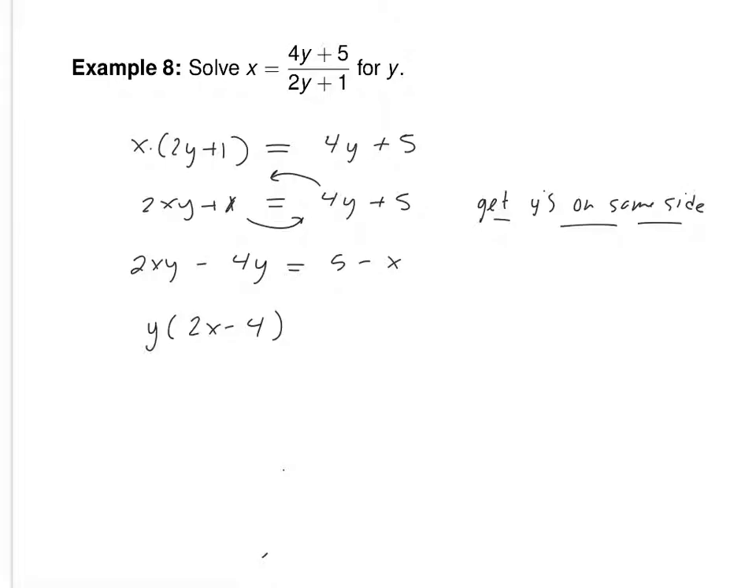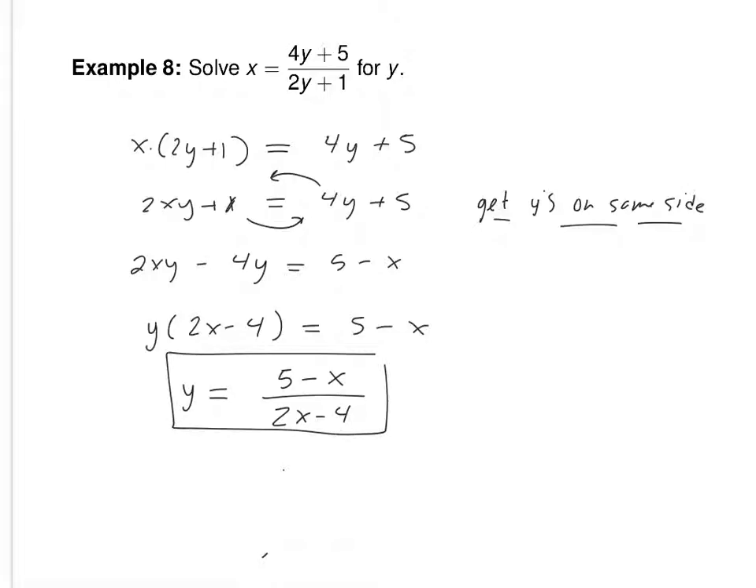I didn't realize that there was even a 2. I was just thinking about the y. And now how do you get the y by itself? Divide by 2x minus 4. So your answer is (5 minus x) over (2x minus 4).